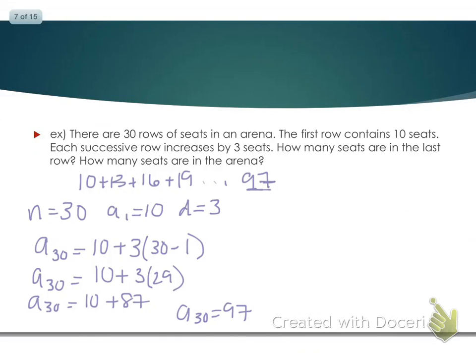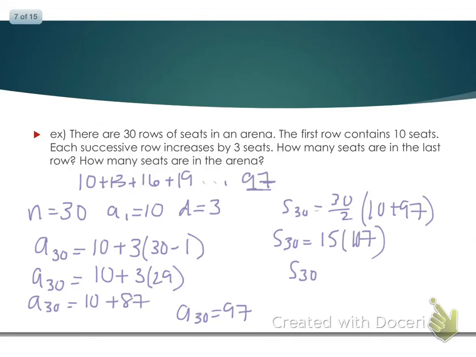Now we've got to find the total sum. So I already have what my n is. It's 30. So I replace both n's. I have my first row and I have my last row now. So 30 divided by 2 is 15. This is 107. So if I added up all those rows together, I would have a total of 1,605 seats total in the entire arena.